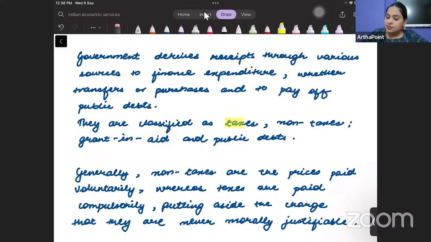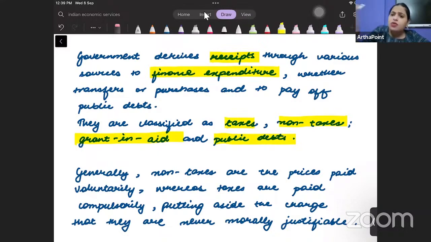It can be taxes, it can be non-taxes, it can be grants and aid. That means I went to some other country and requested that country to give me some grants. So it can be through grants and aid, and it can be through public debt. That means I issued bonds to the public, I issued securities to the public, and in return I raised money. So all these are different ways through which the government can collect its receipts. Whatever money the government collects, why does it collect it? To finance its expenditure. The aim is to go ahead and do some expenditure.